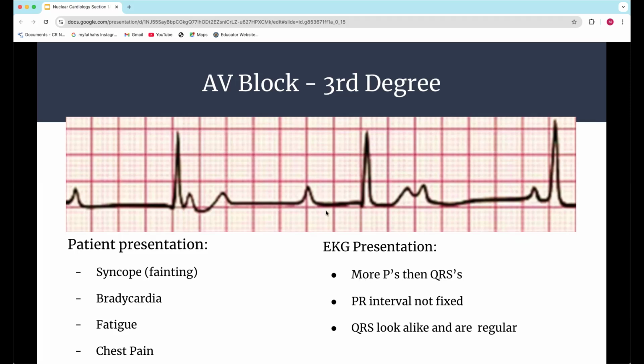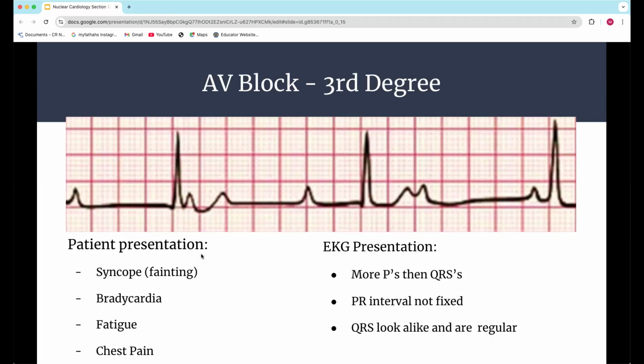Again, presentation, you're going to have more P's than QRSs because those P's are just kind of firing on their own. There is no PR interval because these aren't even associated with one another. And then remember, the QRS is going to look like itself. It's going to look alike. It's going to be irregular. Okay. Again, definitely don't stress these patients.